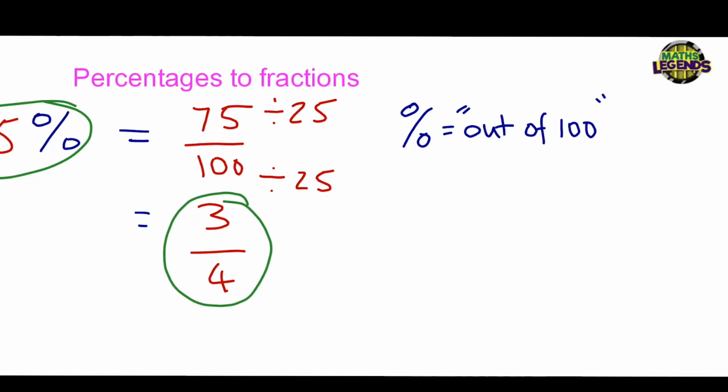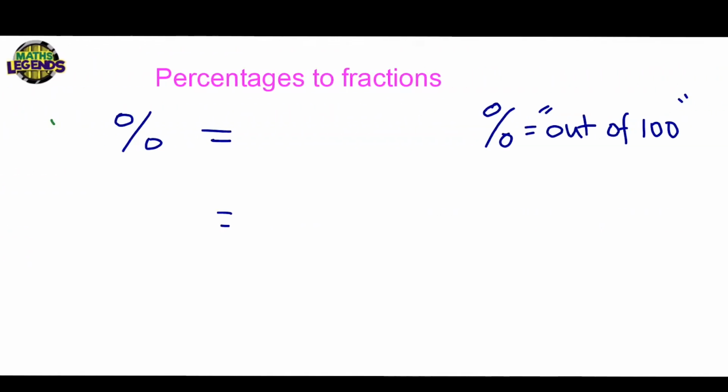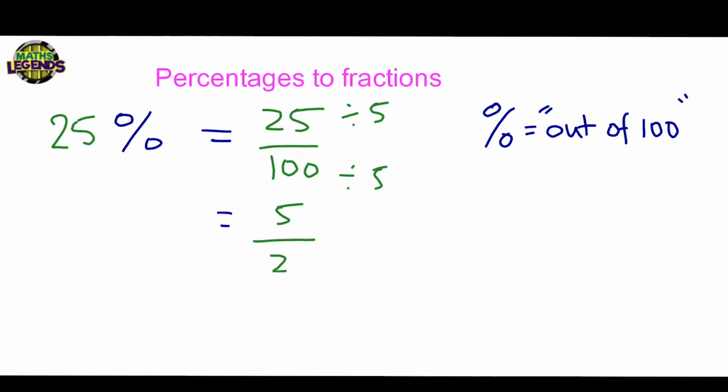Let's look at another example. 25%. So again, percentage is out of 100. So we write 25 out of 100. And let's say this time the highest number we can think of is 5. So we go with divide by 5 and divide by 5. So this becomes 5 over 20.